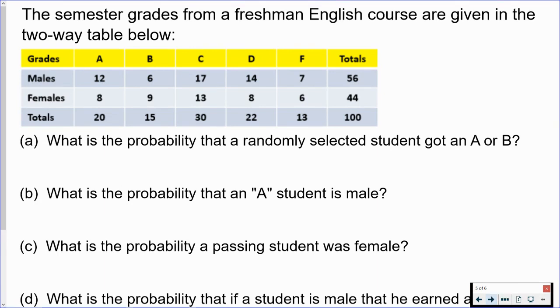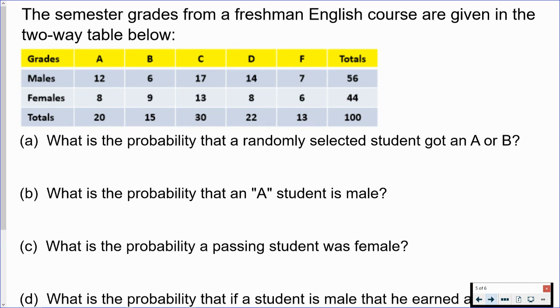Semester grades from a freshman English course are given in the two-way table below. What's the probability that a randomly selected student got an A or a B? Okay, so here's the thing to think about. This is an OR equation, but notice it says A or a B. Can we have a grade that's an A and a B? No. So this one's mutually exclusive, which is nice. We don't have to subtract anything away.